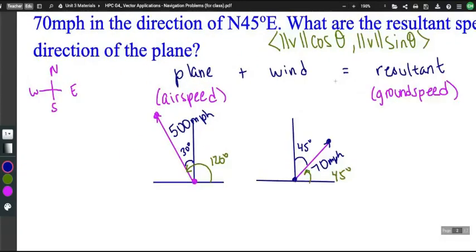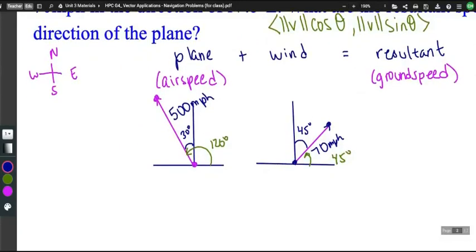But once we have that, we can quite efficiently start calculating our components for each one of these vectors. So using my formula up there for my plane, I have a magnitude of 500 miles per hour times the cosine of our angle in standard position, 120 degrees, and then 500 times the sine of 120 degrees. That will get my horizontal and vertical components for the plane.